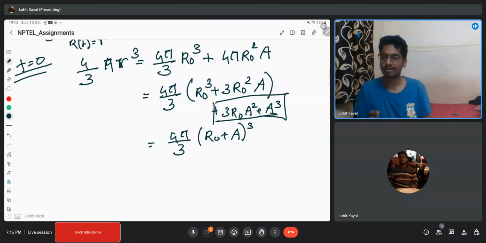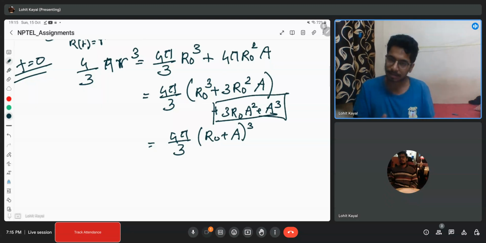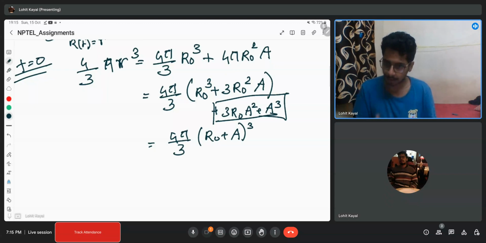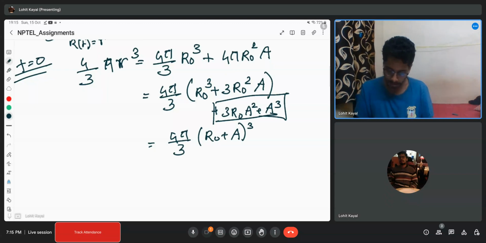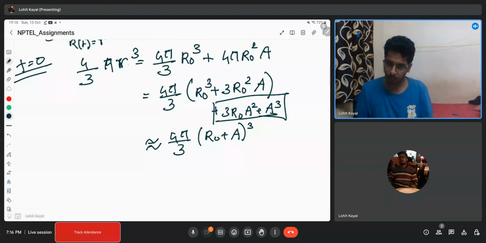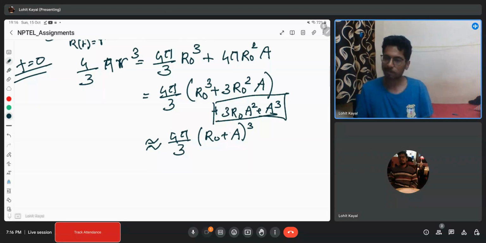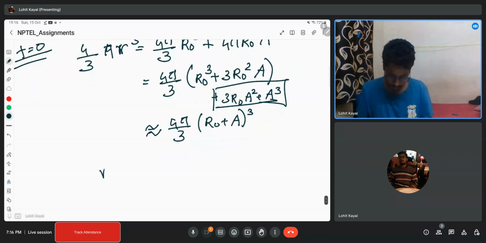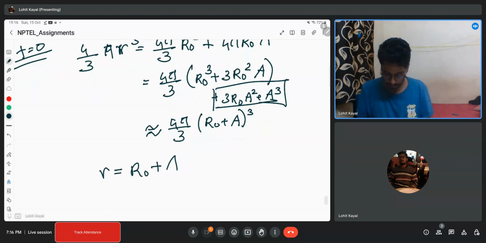Why? Because we are considering that this is a linear pattern, a linear solution. So A square and A cube are very small terms, so we can neglect them. We can approximately write it like this: 4 pi by 3 small r cube equal to 4 pi by 3 r naught plus A whole cube. So your instantaneous radius r will be r naught plus A.